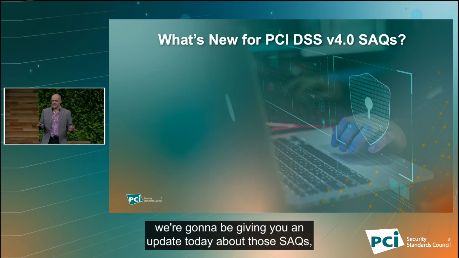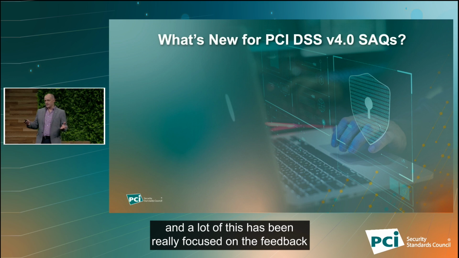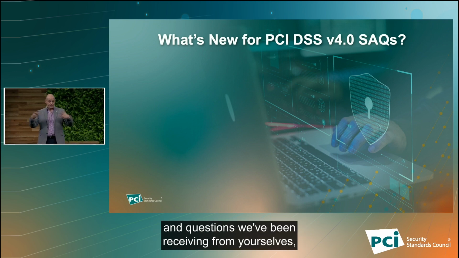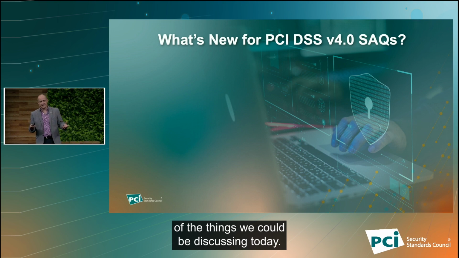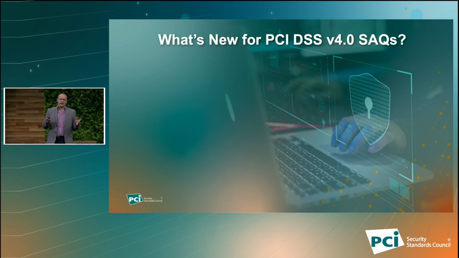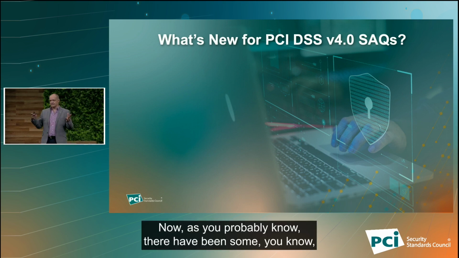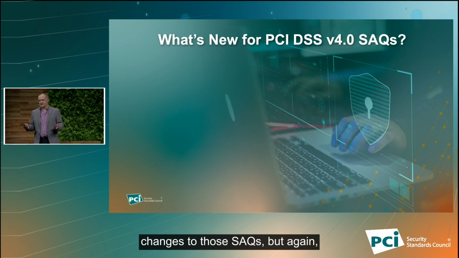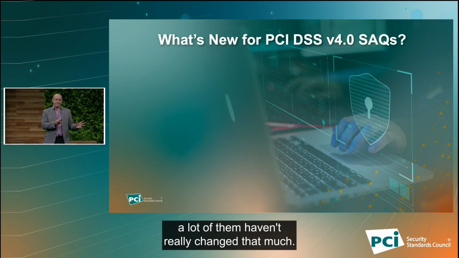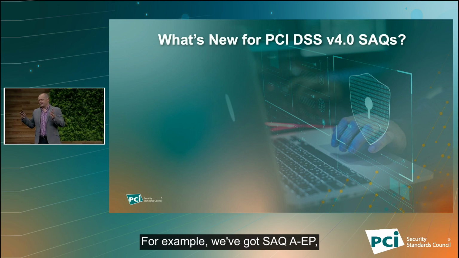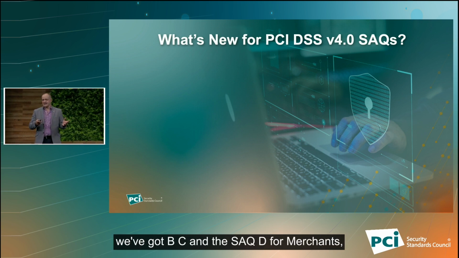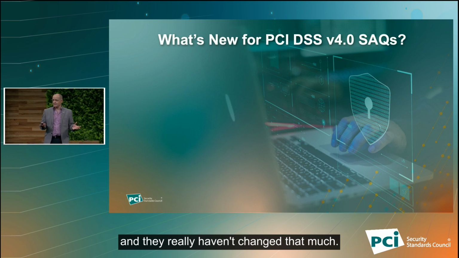What we're going to be doing today is giving you an update about those SAQs. A lot of this has been focused on the feedback and questions we've been receiving from yourselves, and that's going to frame quite a lot of what we discuss today. As you probably know, there have been some changes to those SAQs, but a lot of them haven't really changed that much. For example, SAQ A, EP, BC, and SAQ D for merchants really haven't changed that much.